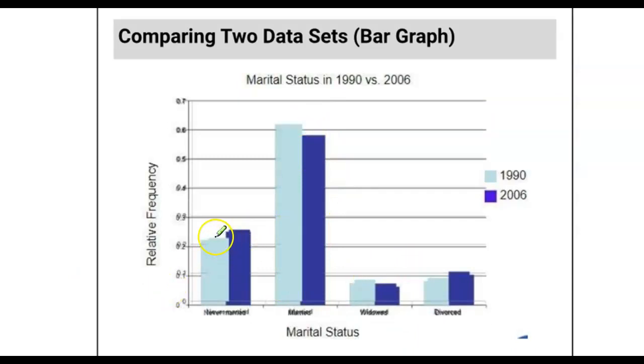And it also looks like these went up, but these went down. These went down and these went up, right? You're able to make those comparisons as far as which one went up and which one went down and whether they're very different or not just by looking at the relative frequency bar graph.